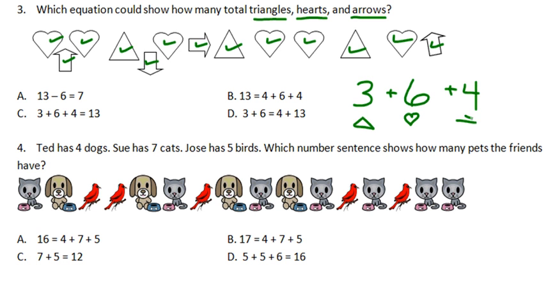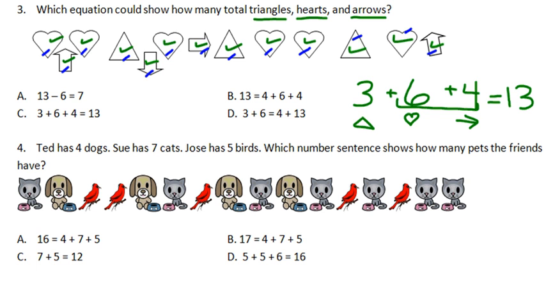4 arrows. Again, I can use my same strategy as before. 6 plus 4 is 10. Add 3 more and get 13. Or I can just count them all and find the total or the sum by counting each one. 1, 2, 3, 4, 5, 6, 7, 8, 9, 10, 11, 12, 13.